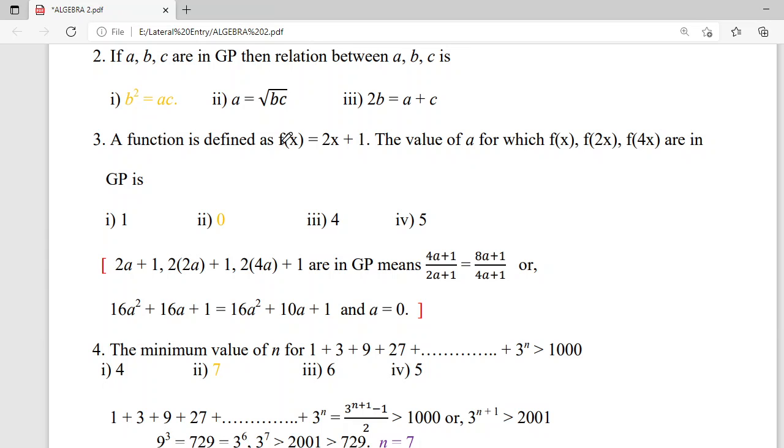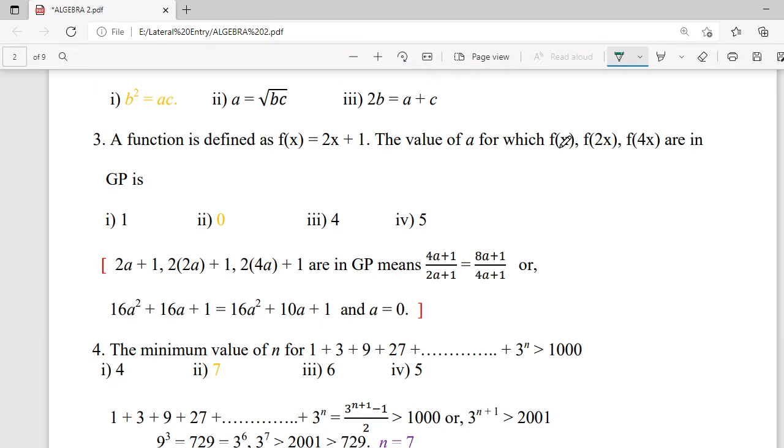So these are very simple. Then a function is defined as f(x) equals 2x plus 1. Find the value of a for which f(a), f(2a), f(4a) are in GP. If they are in GP, we have to find a. In place of x you write a, so f(a) is 2a plus 1.